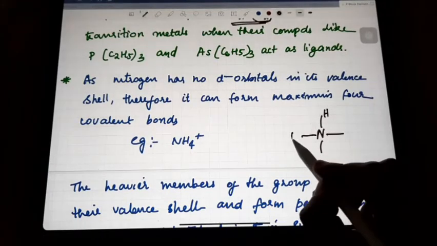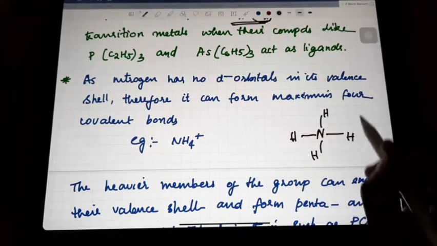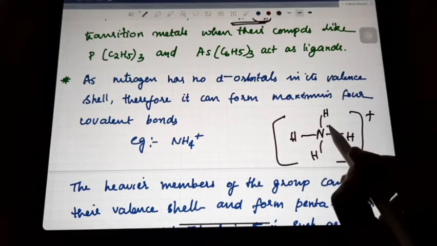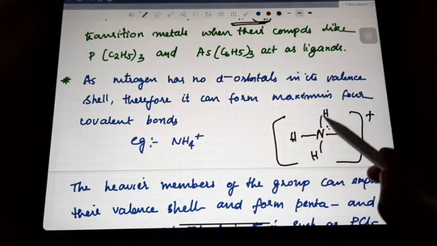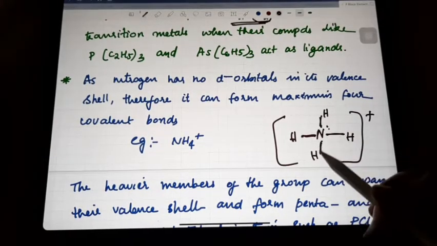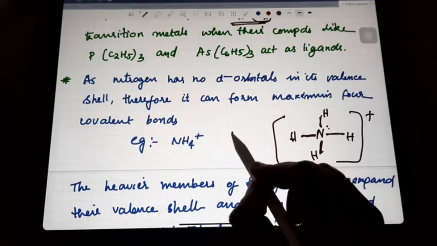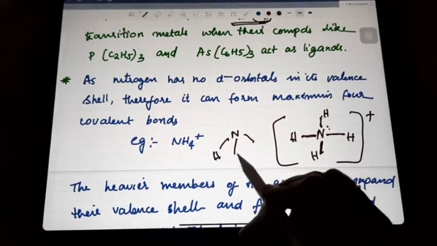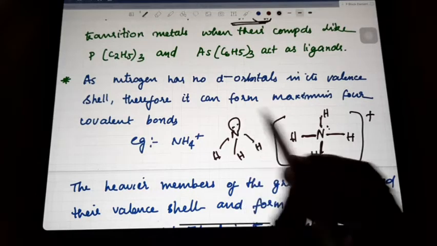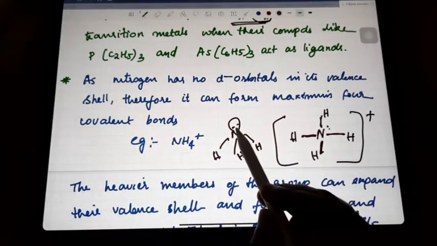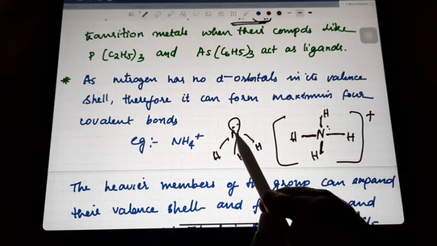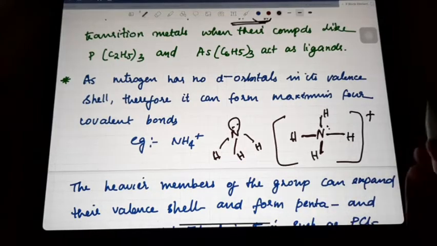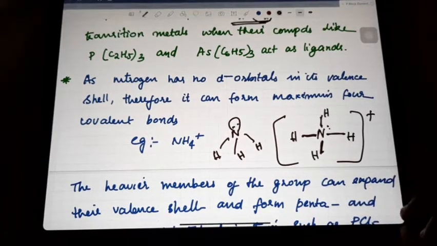This is H, NH4 positive. This is the structure. So you can see that 4 bonds are possible. With NH3 also I said about that: the maximum covalency is 4. How? This is acting as 1, 2, 3, 4. Likewise, 4 is the covalency for nitrogen.